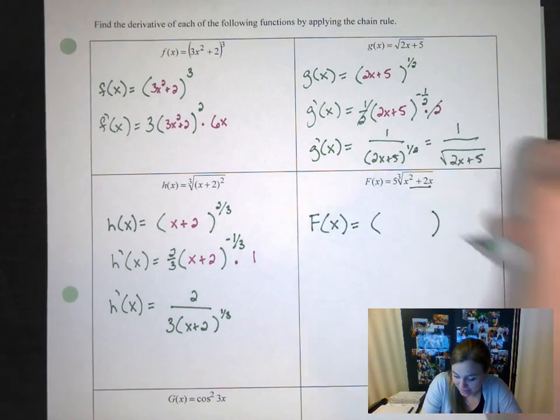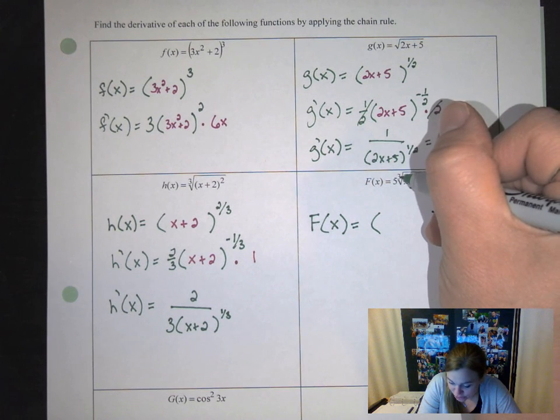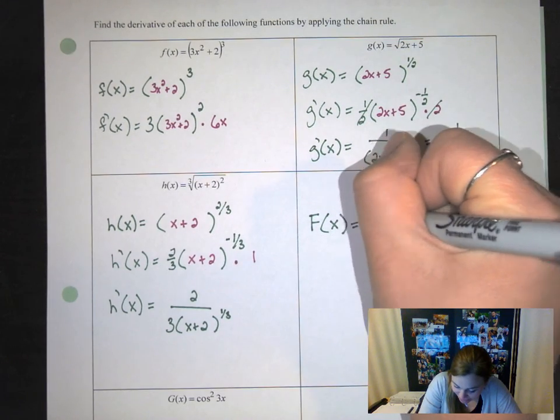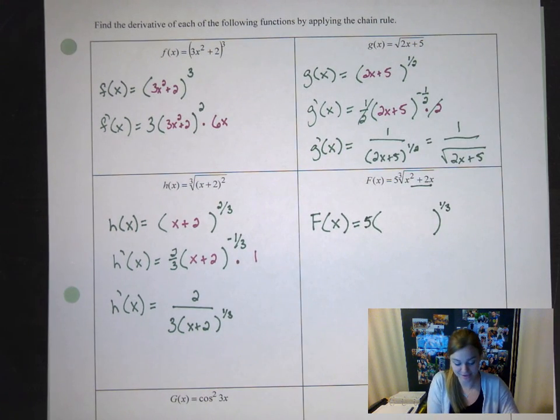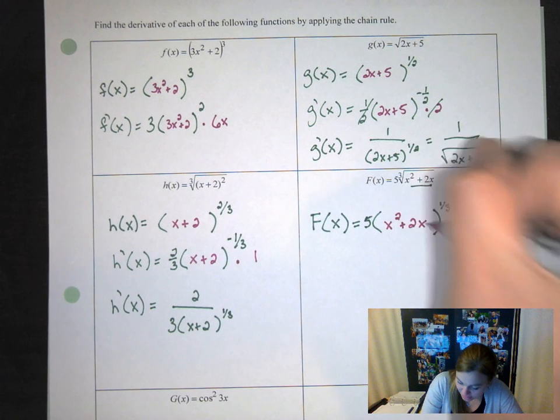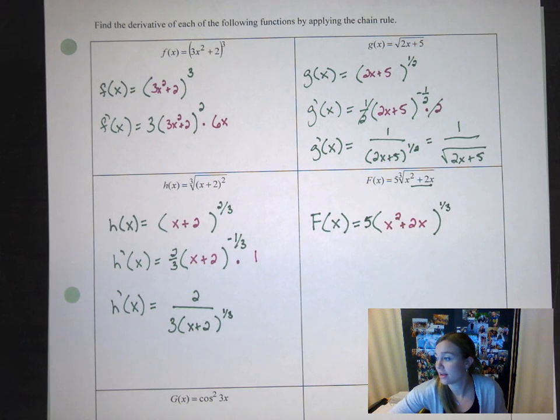So the outside, this is the cubed root, also known as the 1/3 power. And I've got a 5 out here. That's okay. The inside is this. There's a function within a function.